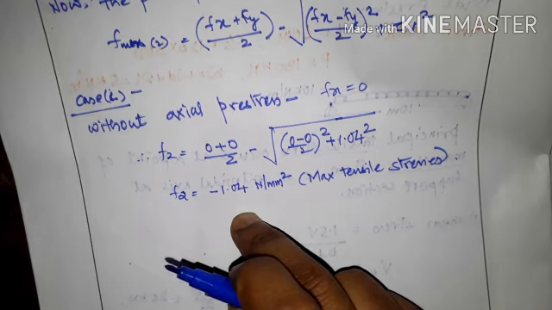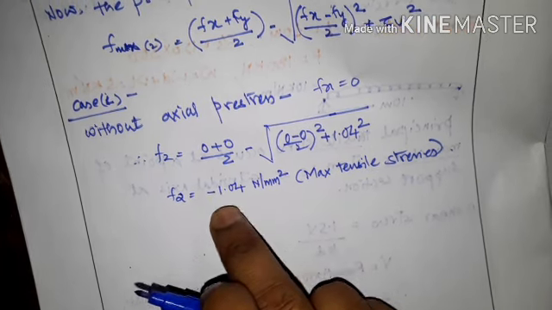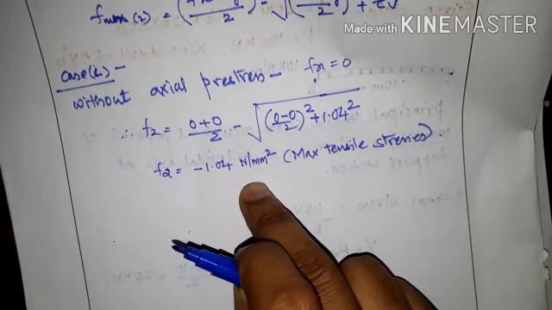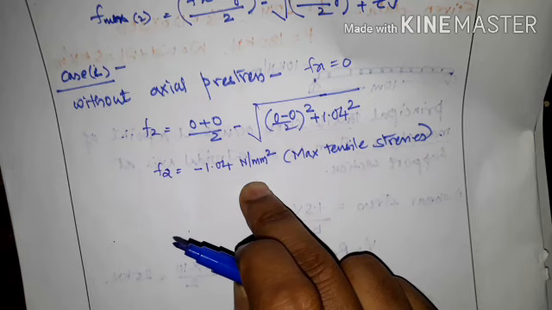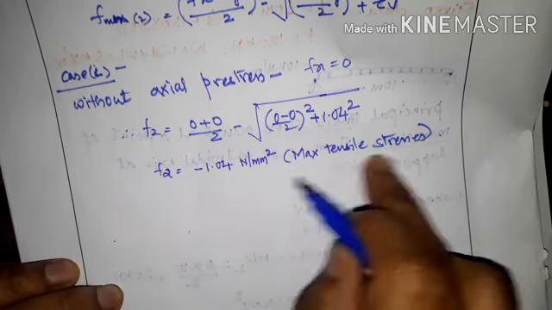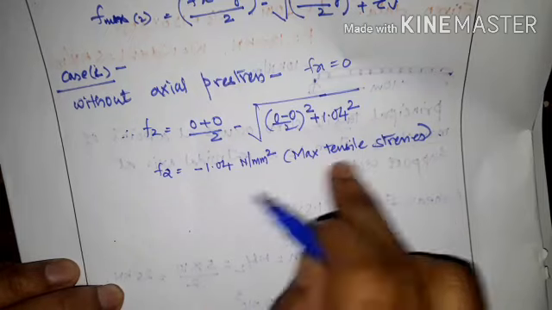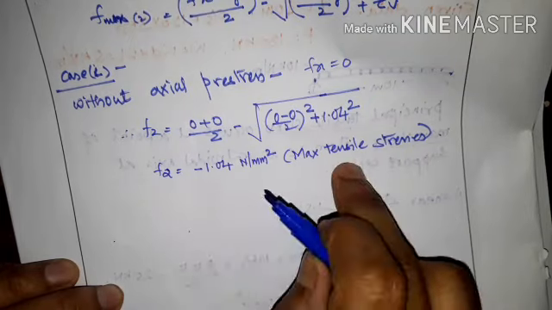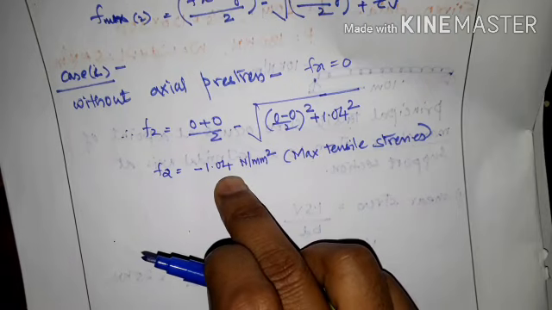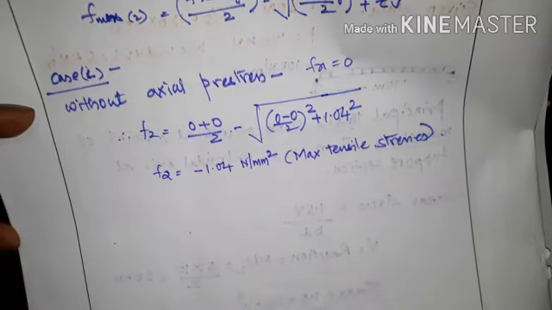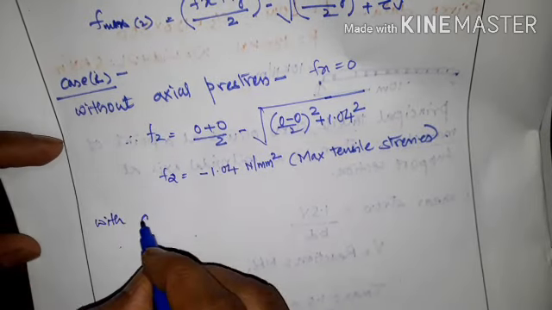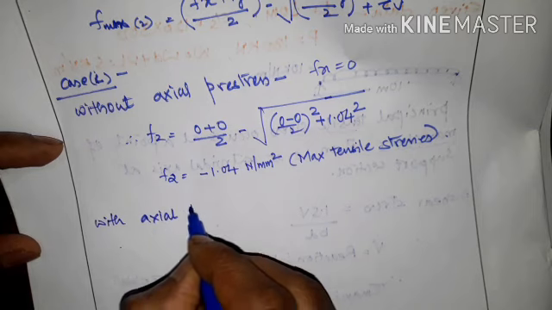can develop an axial stress of minus 1.04 Newton per mm square, or it has to resist, not develop, it has to resist a maximum tensile stress or the maximum principal stress, that too in tension, of minus 1.04 Newton per mm square, that is without axial pre-stress. Okay, so next we have with axial pre-stress.